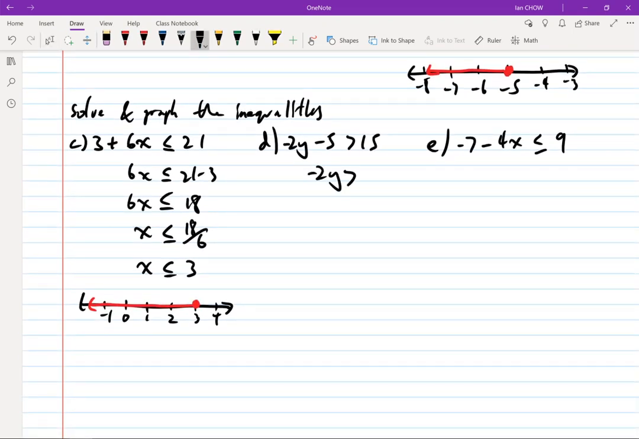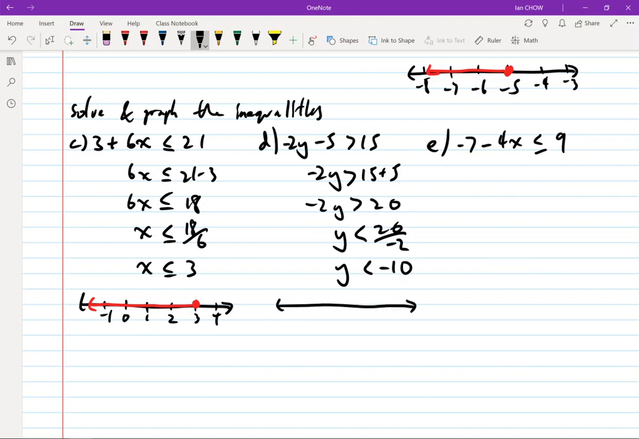Negative 2y is greater than, when I move the negative 5 to the other side, it becomes plus 5. So it's going to be 15 plus 5. And so negative 2y is greater than 20. And then if I'm going to divide both sides by negative 2, I'm going to swap the inequality from greater than turns into less than, and then we have 20 over negative 2, and so y is less than negative 10. And so last we have to graph the inequality.